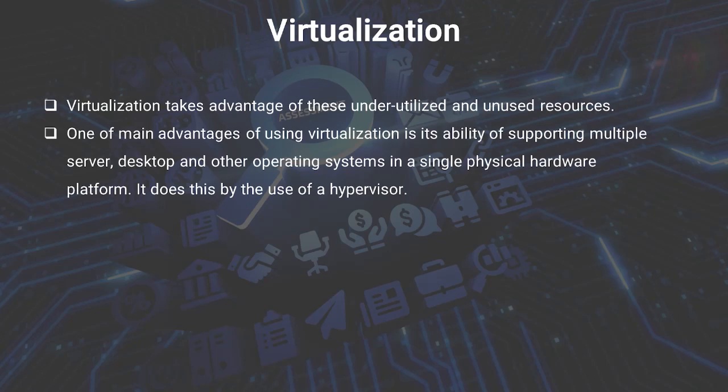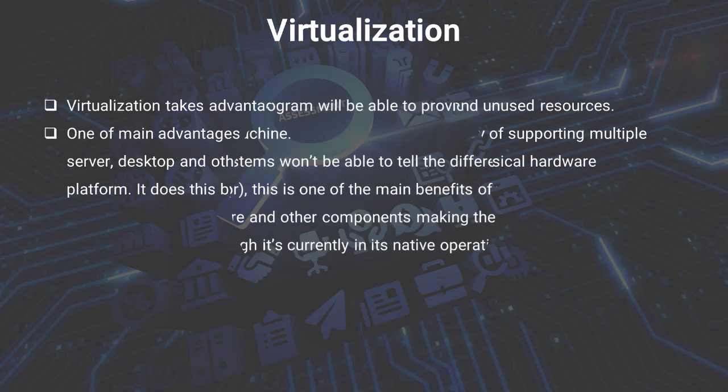So one of the main advantages of using virtualization is the ability to support multiple servers, multiple desktops, and even multiple operating systems on a single physical hardware platform. And this hardware platform will contain the essential hardware components. Once more, CPU, RAM, storage, network interface cards, motherboard, even a power supply unit. And this is done by using something known as a hypervisor.